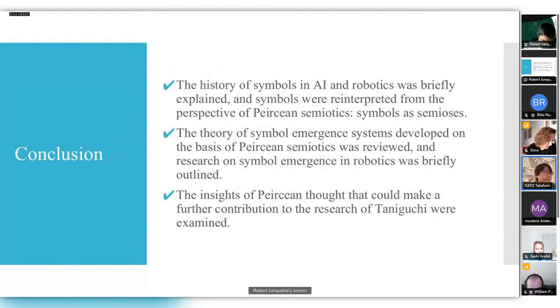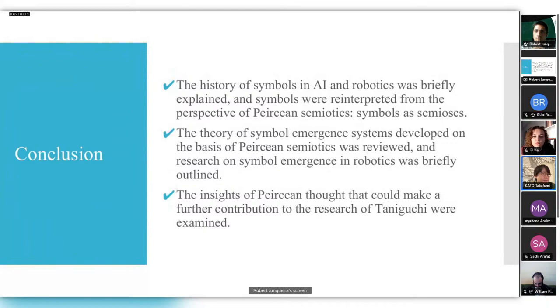Conclusion. The aim of this lecture was to link the discussion of symbol emergence in robotics and Peircean semiotics, to merge the two different disciplines and to advance the discussion. To this end, the lecture explained the theory of symbol emergence systems in relation to Peircean semiotics. First, the history of symbols in AI and robotics was briefly explained, and the symbols were reinterpreted from the perspective of Peircean semiotics, symbols as semiosis.